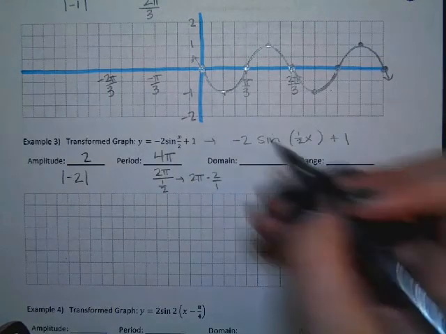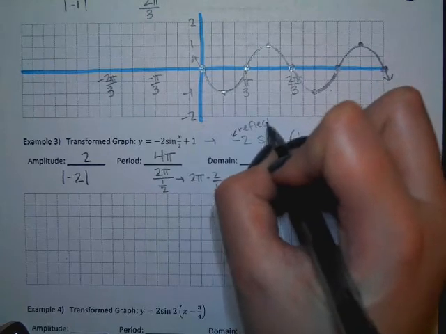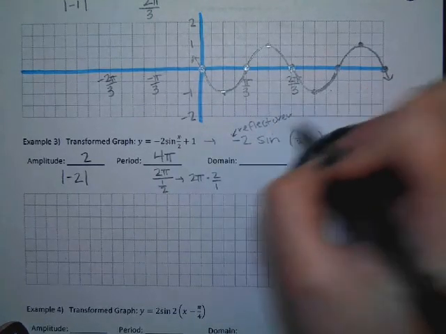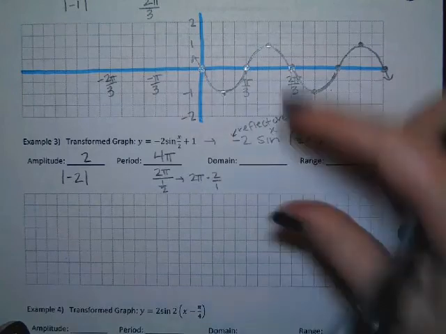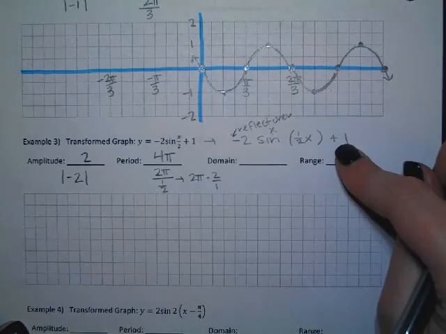All right, so this graph is being reflected over x. It's going to have an amplitude of 2, so it's going to be taller than it was before, and the whole graph needs to be shifted up 1.